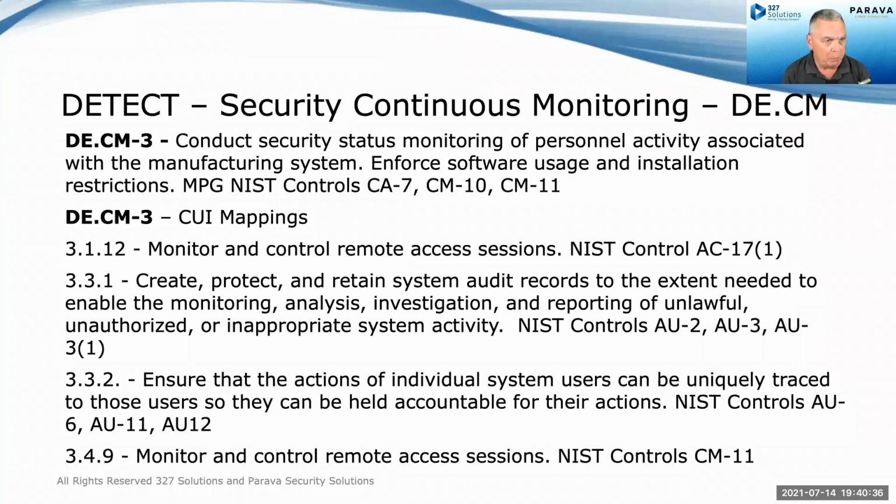There is also continuous monitoring that is geared towards a manufacturing system as a control. You're going to be conducting security status monitoring of personnel activity associated with a manufacturing system, and enforcing software usage and installation restrictions. There are some equivalencies within the CUI mappings of 800-171, but they don't talk about a manufacturing system. They just talk about CUI in general. So what you might be doing is protecting your CUI, but not necessarily protecting the manufacturing system that is using the CUI, which might be more vulnerable.